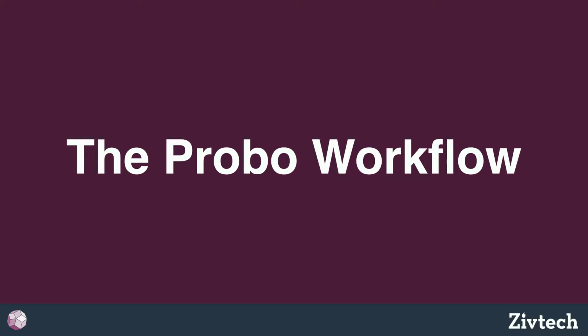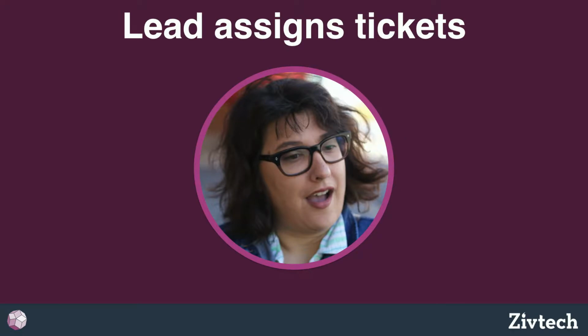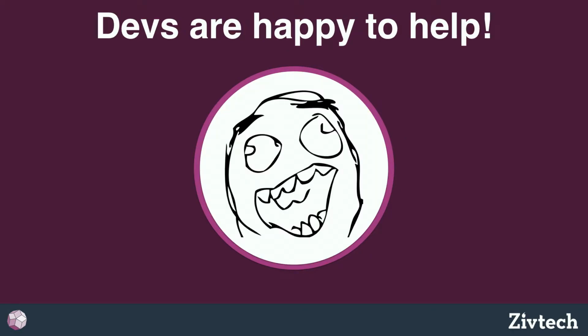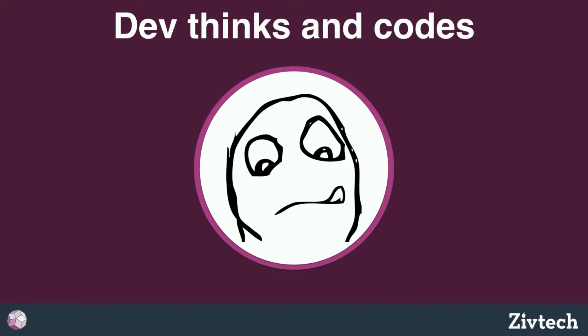So let's take a look at our new continuous collaboration workflow with Probo.CI. The lead assigns a ticket. The devs are happy to help. They really dig this new Probo workflow. The dev thinks and codes their way to completing the changes required in the ticket. Dev opens up a pull request. Probo builds its sandbox. The dev shares a link that Probo spits out, and they can give that to the PM, the client, or other stakeholders on the project.